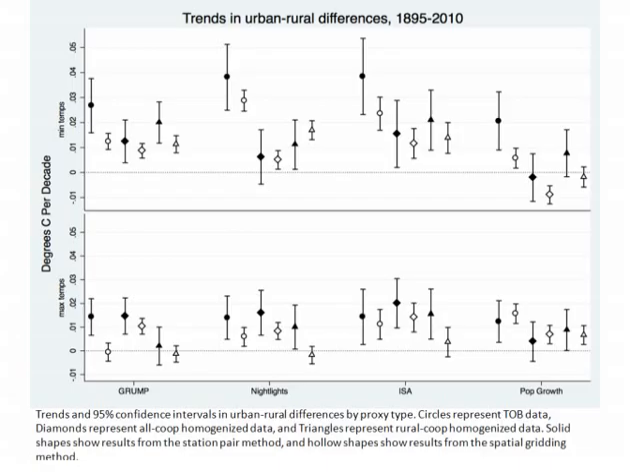So a little bit of trend results. This is over the full century, and sorry, the graph's a little bit complicated, but the circles are the time of observation data, the diamonds are the standard homogenized data, and the triangles are the rural co-op only homogenized data. The solid shapes are the station pairing method, and the empty shapes are the spatial gridding method. So you can see here that there's the largest signal in the time of observation data, but there is some remaining signal over the full century in the homogenized data, especially it's a little bit larger in the minimum than the maximum that's present in both.